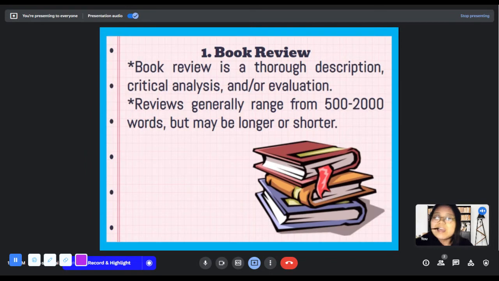Book review is a thorough description. Just as I mentioned to you, it should describe the content of the book. It is a critical analysis and, of course, your evaluation of the book. Reviews generally range from 500 to 2,000 words, but of course, it may be longer or shorter, depending on the book that you are going to review.